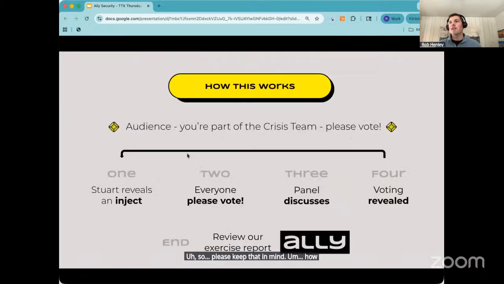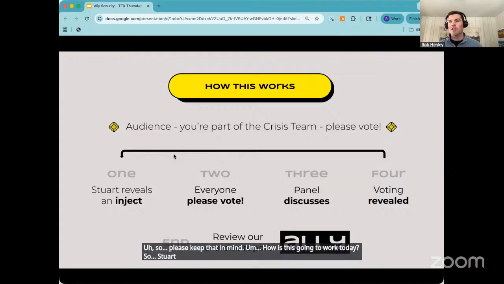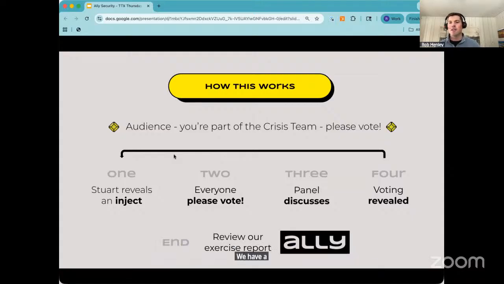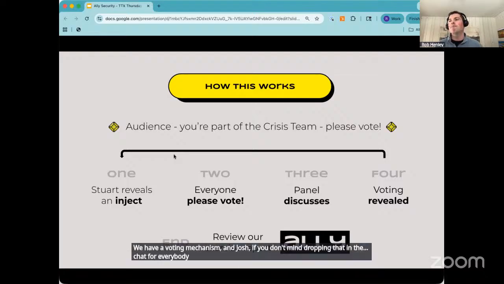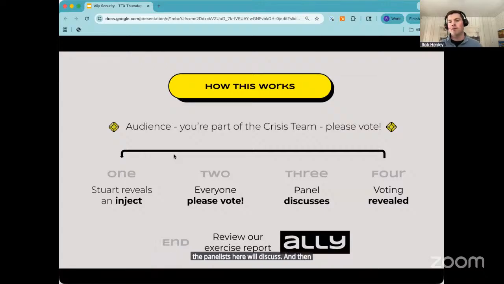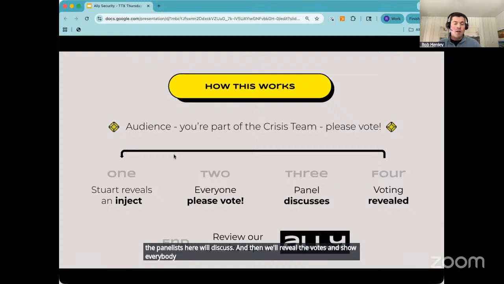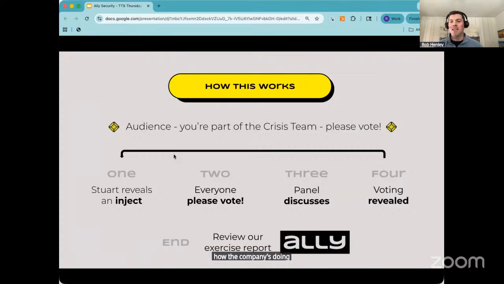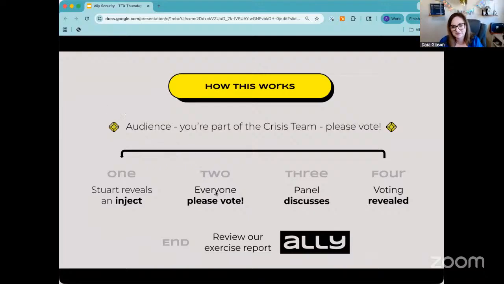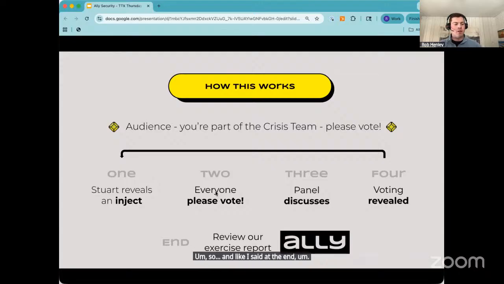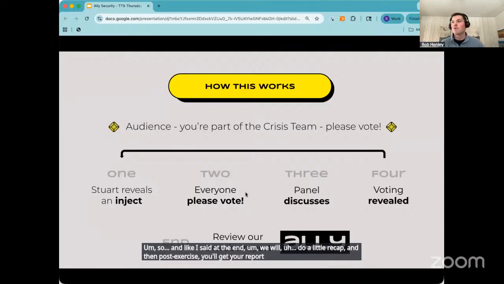How is this going to work today? So Stuart is going to reveal an inject. We have a voting mechanism, and Josh, if you don't mind dropping that in the chat for everybody now. Everybody will vote on their decision. The panelists here will discuss, and then we'll reveal the votes and show everybody how the company's doing. And let me tell you, it's not going to be pretty. Like I said, at the end we will do a little recap, and then post-exercise, you'll get your report, and we'll also do the survey.